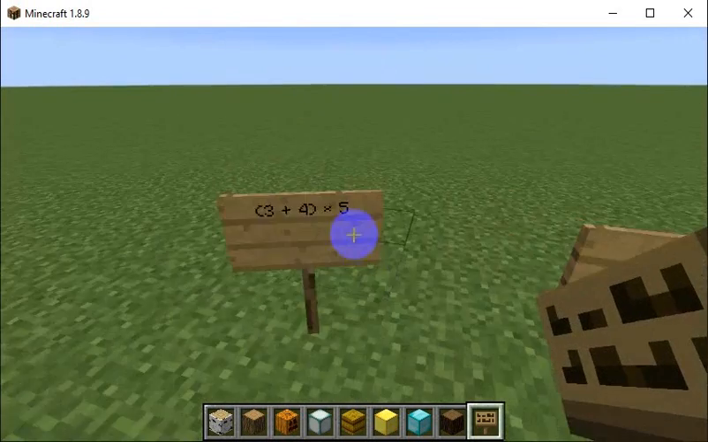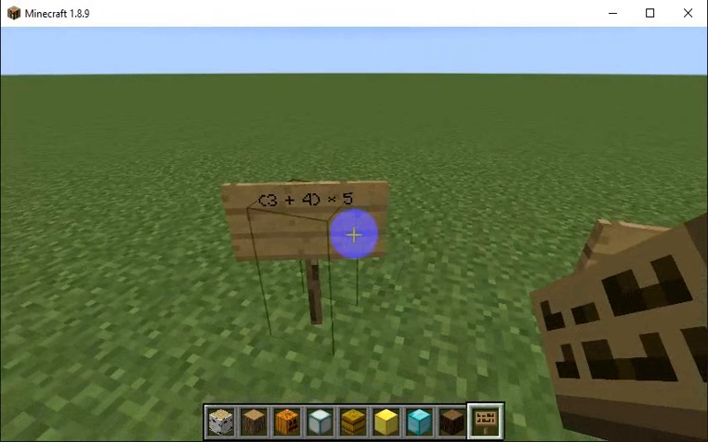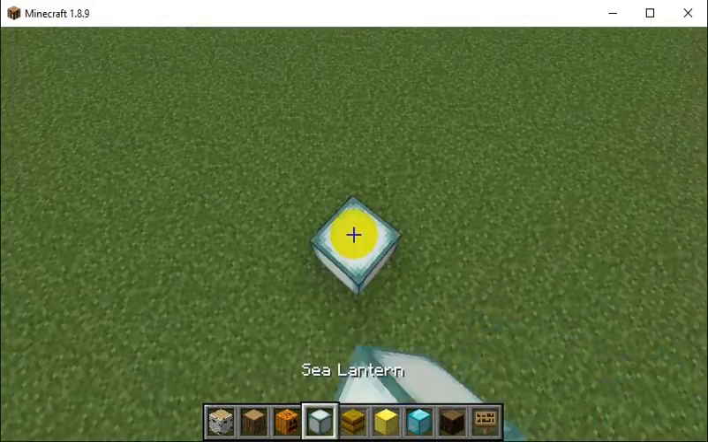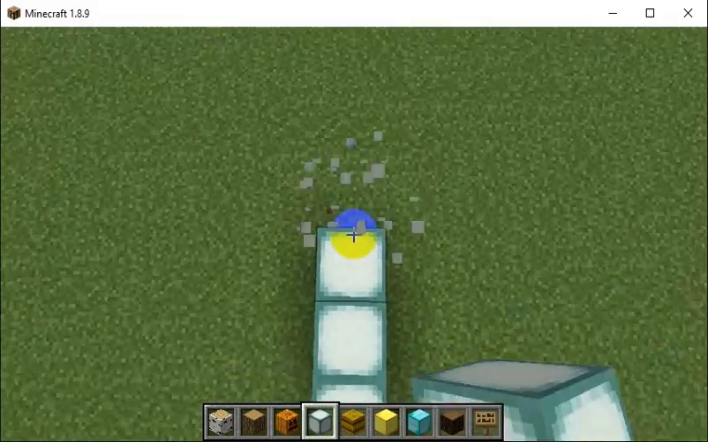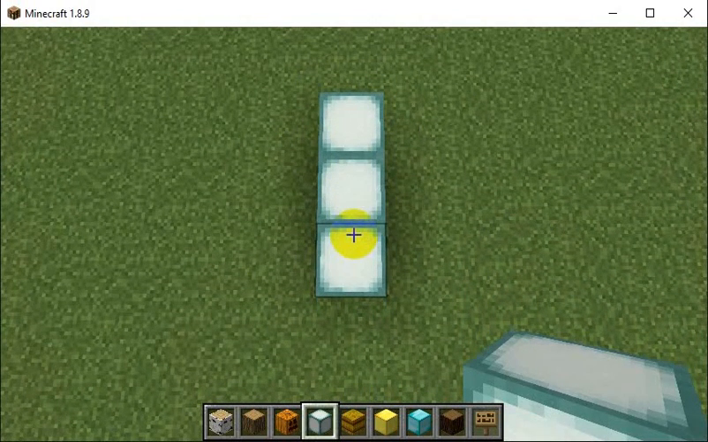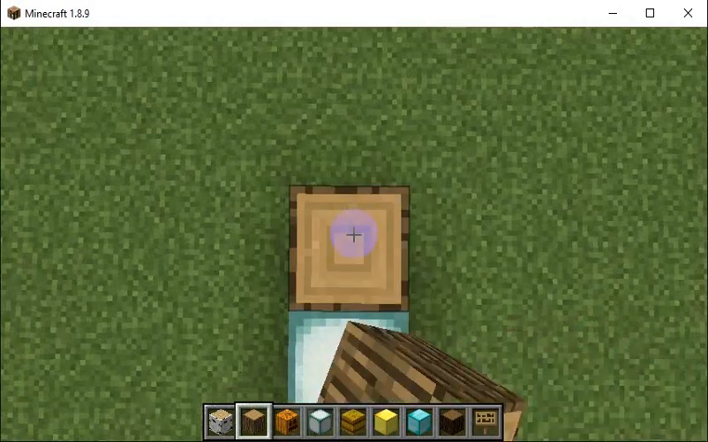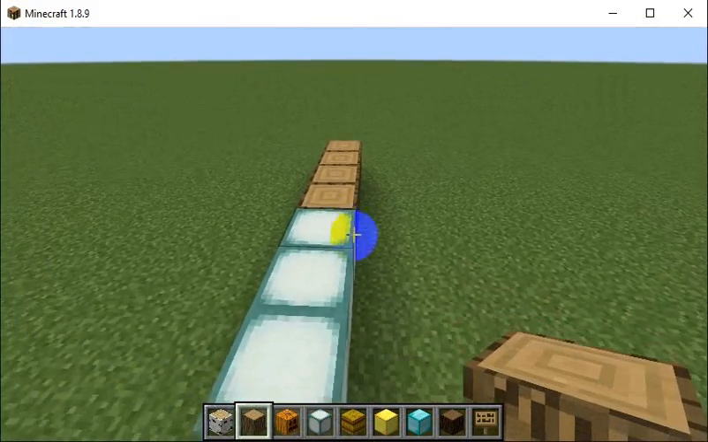So we're going to start with this first sign, 3 plus 4 times 5. And I'm going to model it, just laying out some blocks. So we've got three sea lanterns. I always call these glowstones by mistake, but they're sea lanterns. And now I'm going to lay out 4 wood blocks.